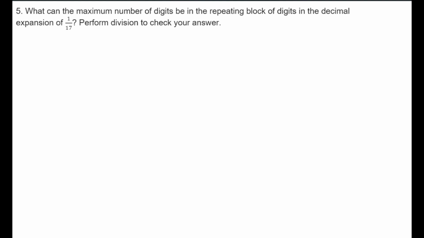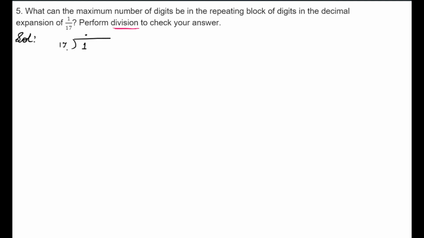So question number 1 says, what can the maximum number of digits be in the repeating block of the digits in the decimal expansion of 1 by 17? You need to actually perform the division here. So let us see, we are actually going to divide it. So 1 will get divided by 17. Let us see how much we get as our answer.